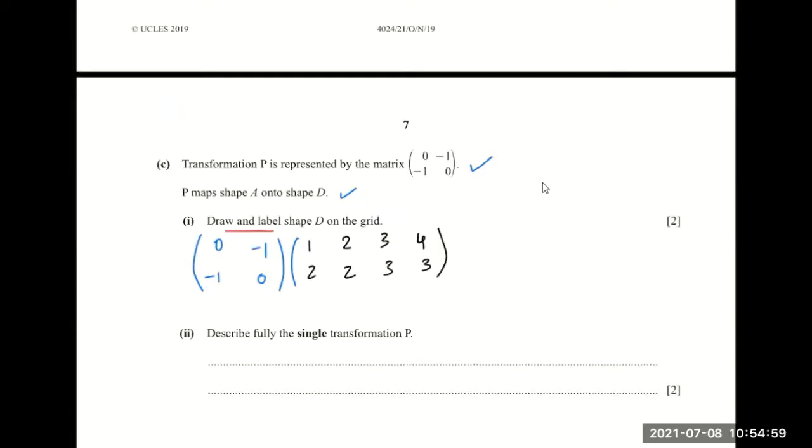Okay, then I'm going to start multiplying. 0 into 1 plus -1 into 2. 0 into 2 plus -1 into 2.